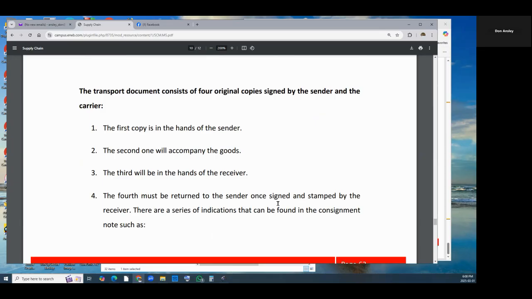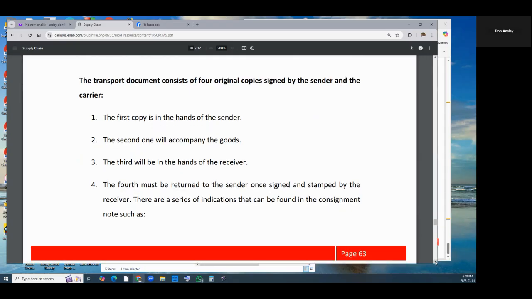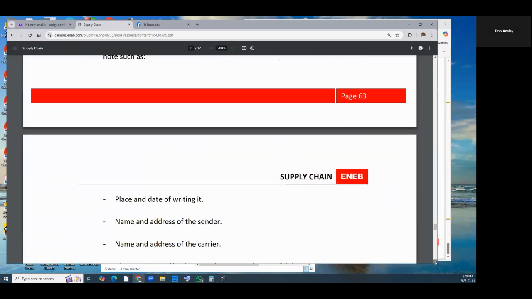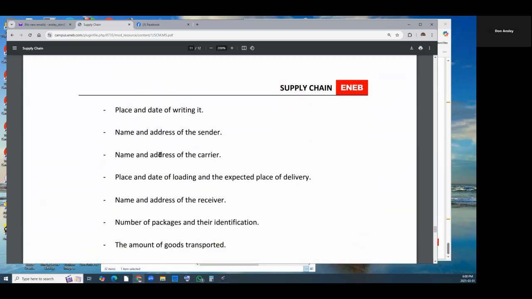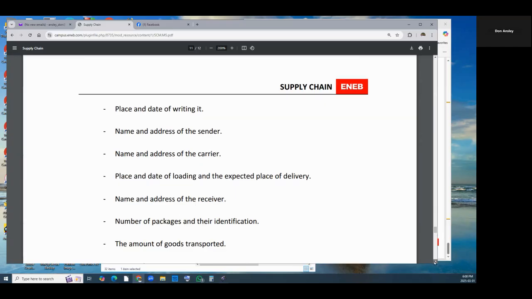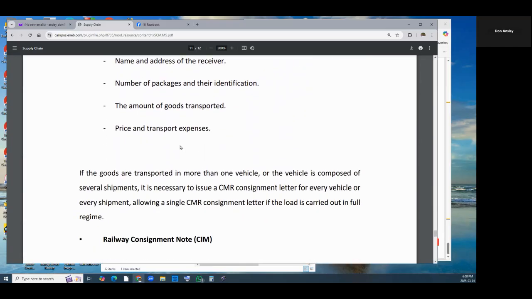There are a series of indications that can be found in the consignment note. And here are some examples. Place and date of writing it, the name and the address of the sender, the name and address of the carrier, place and date of loading and the expected place of delivery, the name and address of the receiver, the number of packages and their identification, very important, the amount of goods transported, and the price and transport expenses.